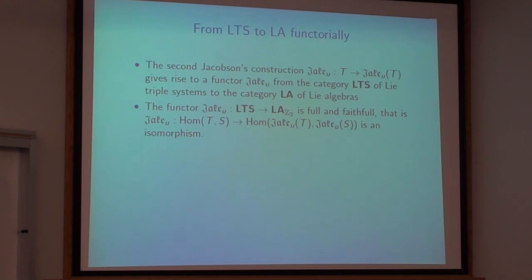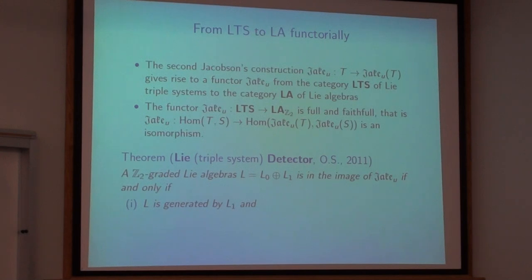Okay? And with such a functor, there's a natural question. Well, it's not an equivalence functor, meaning that there will be some Lie algebras which are not coming from triple systems. So you have some image smaller than this category. So the question which I had is, how can one describe intrinsically these Lie algebras which are coming from the triple systems? That's the question which I thought was interesting, and this is the answer.